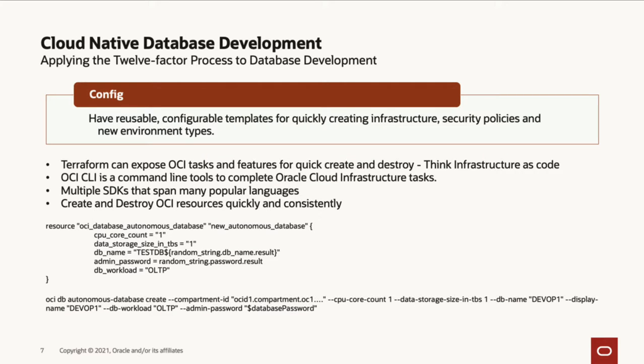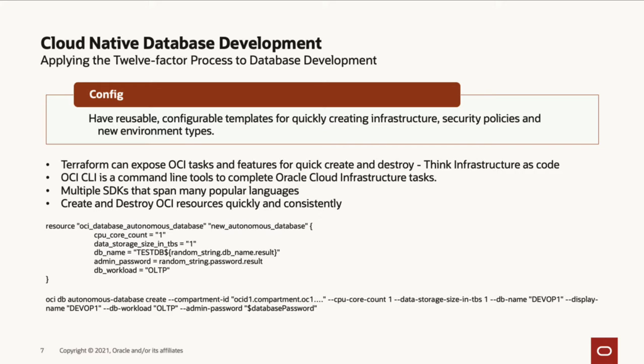The next item I'm going to look at is config. And this says that we need to have reusable, configurable templates for creating infrastructure pieces, whether that's networking, compute instances, databases, security policies, whatever it may be. We need to be able to do this quickly and have it done, in essence, as infrastructure as code. So we can do this in Oracle Cloud Infrastructure in multiple ways. And one of the ways we can do this is with Terraform.